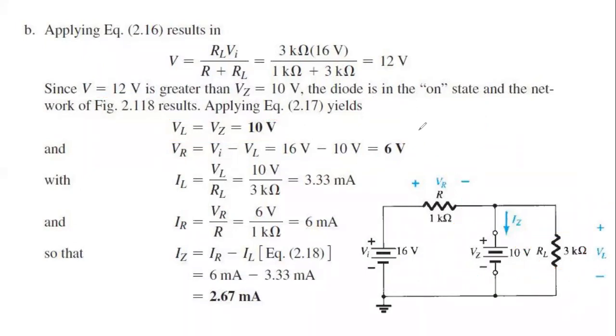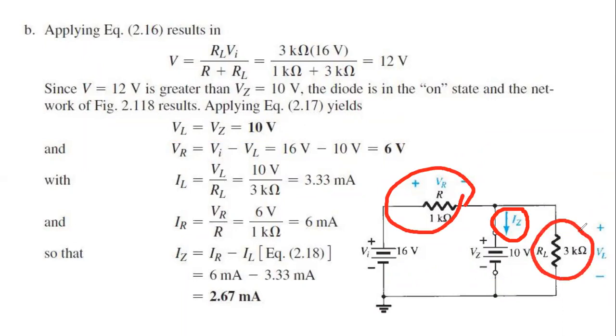Next we need to find out the current of this Zener diode. We can find out the current IR. We can also find out the current IL, because we got the voltage. We know the voltage, we know the resistance, 3.3 kilohm, so IL can be found. For IR, just replace 6 volt.